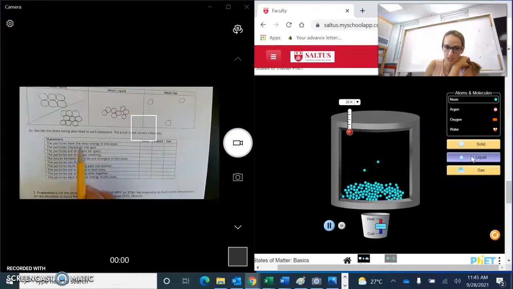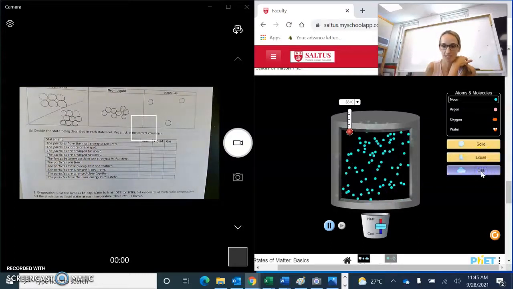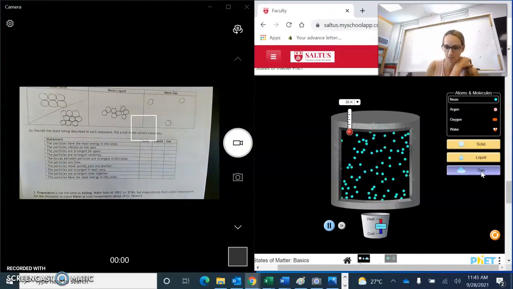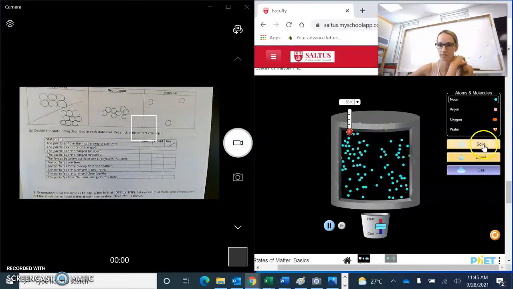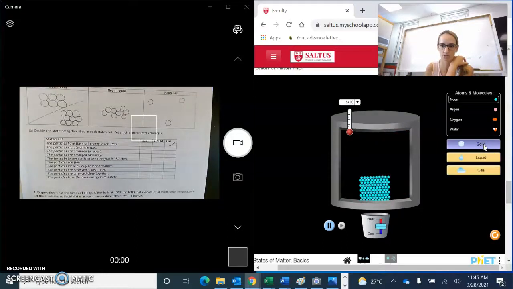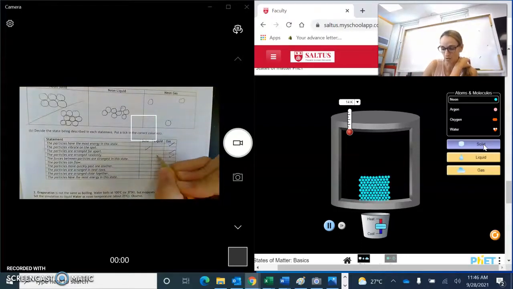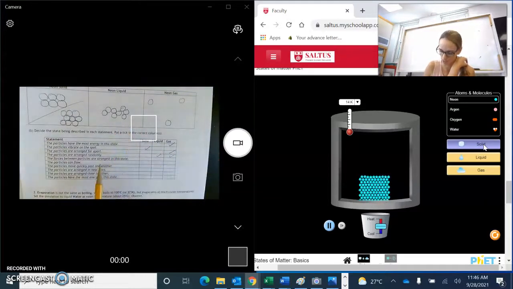The particles have the most energy in this state. So that's going to be the one where they're moving the fastest. If I look at the simulation, that's clearly the gas. Vibrate on the spot. Solid is the only one where they're just vibrating back and forth and back and forth. So that's solid. Particles are arranged far apart. Gas. Randomly. Gas. And also liquid. Remember, we had to draw them without the neat rows.